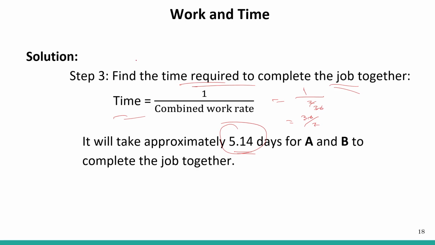We summed them up and arrived at 7 by 36. Then we found the time required to complete the job together. So time is equal to 1 by work rate, or 1 by combined work rate in this case. 1 by combined work rate was 1 by 7 by 36. Taking the reciprocal of 7 by 36, we arrive at 36 by 7, which is 5.14. Okay, so this is the correct answer. It will take 5.14 days for A and B to complete the job together.